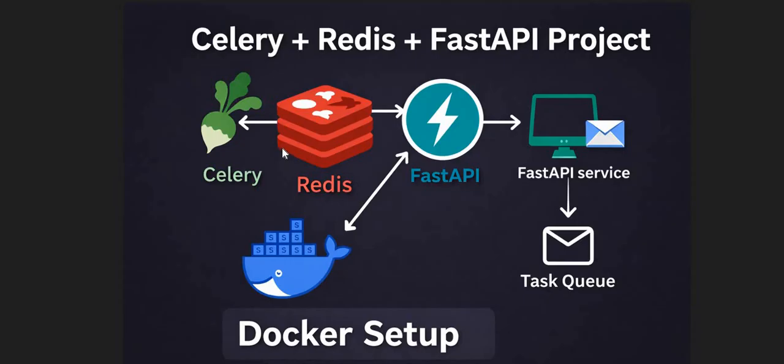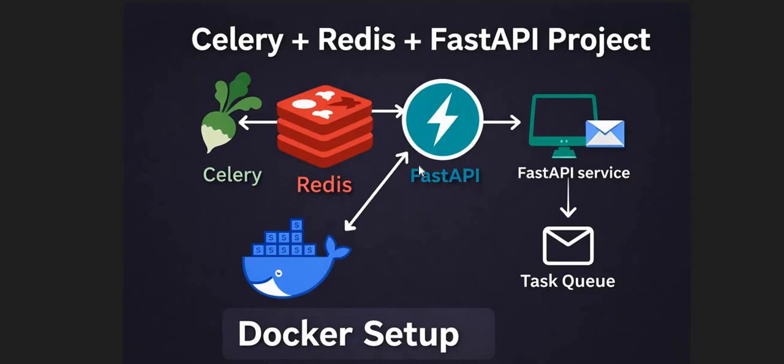Today we are going to build a project using FastAPI, the Python framework, with Redis plus Celery. As you see in this diagram, we are going to use Celery, Redis, and FastAPI, which will handle the task queue, and all these services run inside Docker. Let me explain how these work.